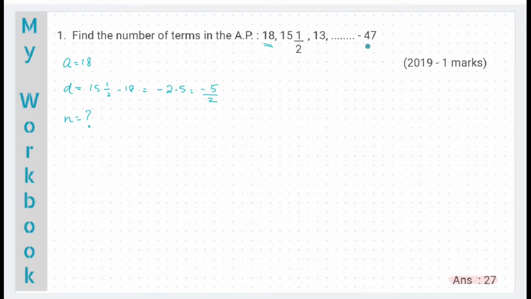Minus 47 is the last term. We know that the nth term is written as A plus n minus 1 into d. Minus 47 is the last term. A is 18, n we need to find, and the common difference is minus 5 by 2. So if we solve this equation, we can find the value of n.